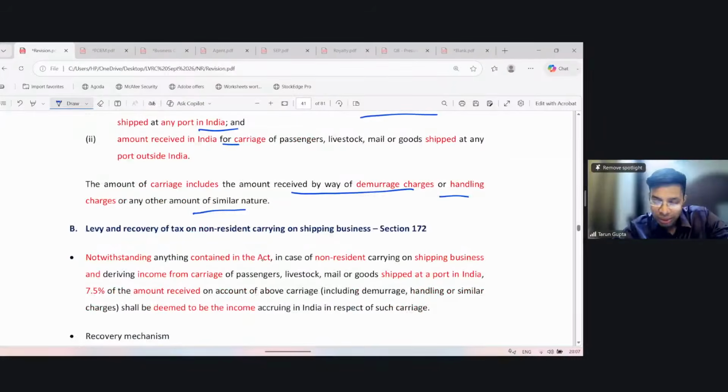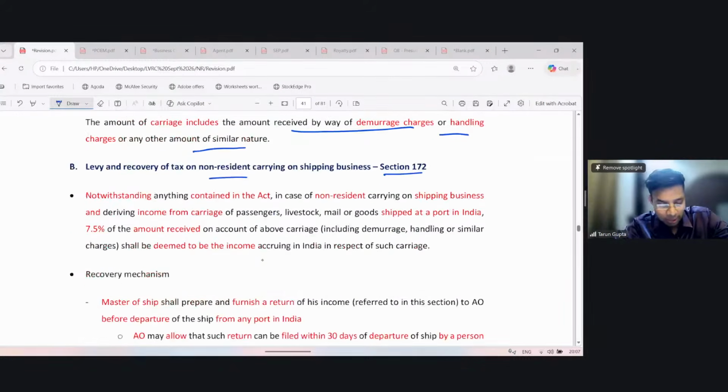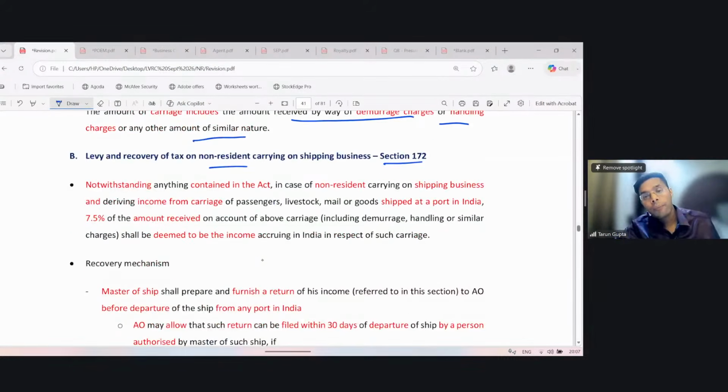Now there is one more provision, section 172. This is also in respect of taxation of NR engaged in shipping business. It says, notwithstanding anything contained in the Act. So 44B overrules the PGBP head. 172 overrules the entire Act.